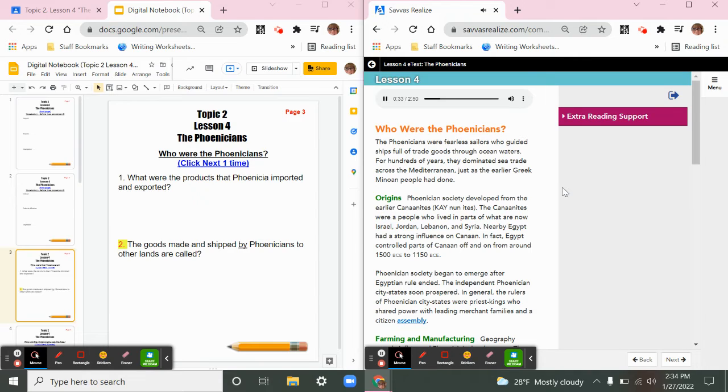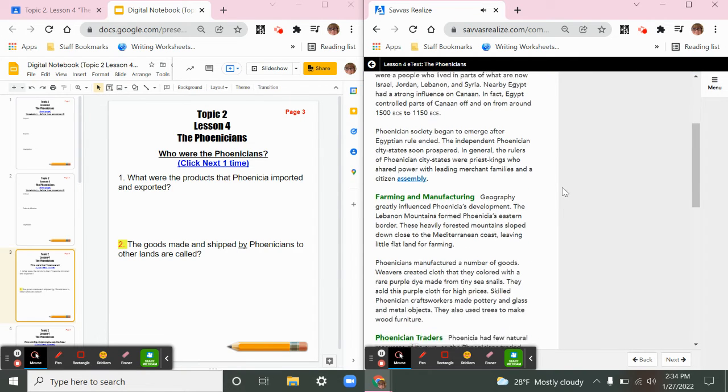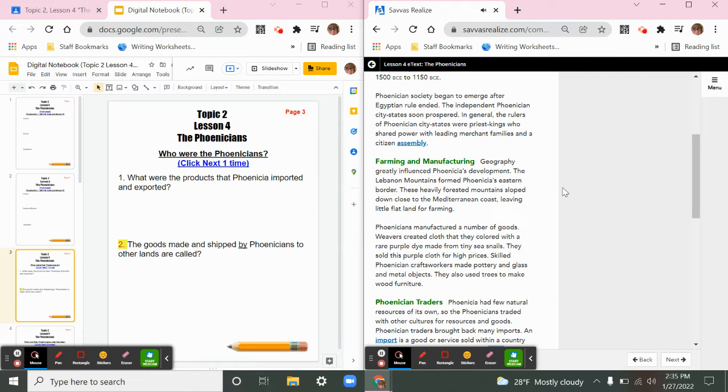Nearby Egypt had a strong influence on Canaan. In fact, Egypt controlled parts of Canaan off and on from around 1500 BCE to 1150 BCE. Phoenician society began to emerge after Egyptian rule ended. The independent Phoenician city-states soon prospered. In general, the rulers of Phoenician city-states were priest kings who shared power with leading merchant families and a citizen assembly. Farming and manufacturing. Geography greatly influenced Phoenicia's development.